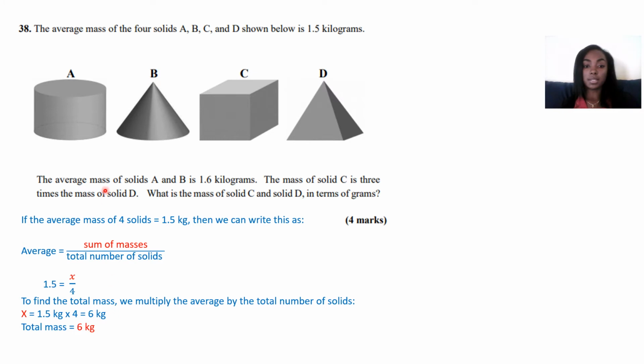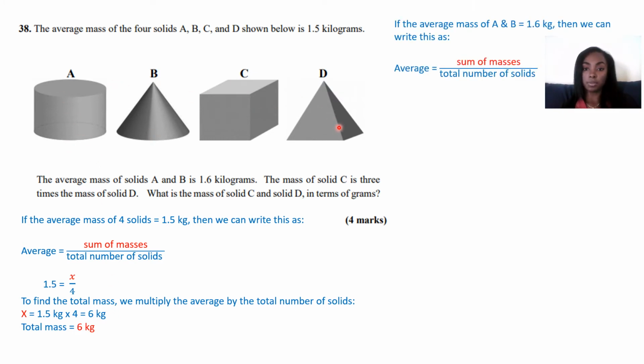So what that means is that when we add up the mass of these 4 solids, we're going to get 6 kilograms. Now, if the average mass of A and B is 1.6, then we can write it again in terms of the formula, being the average is equal to the sum of masses divided by the total number of solids.